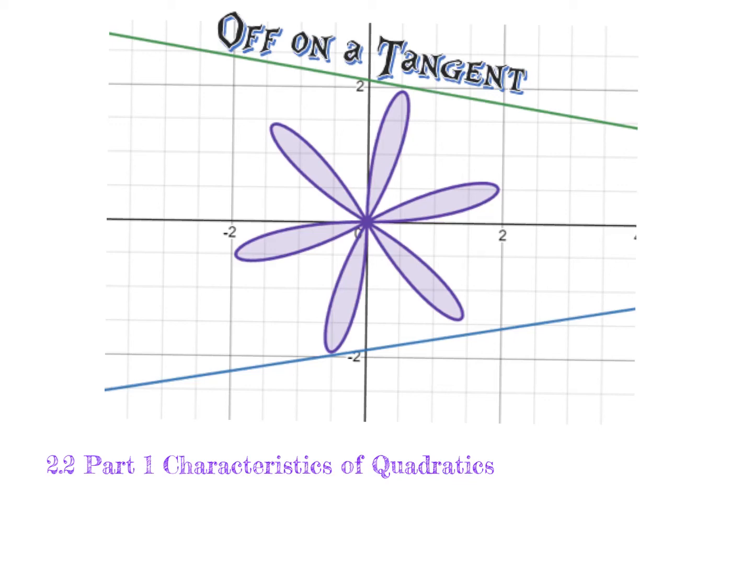Hello and welcome. In this video, we're going to talk about characteristics of quadratic functions. We're going to focus on symmetry, whether a function opens upward or downward, the max or min value, where it's increasing or decreasing. And we're going to focus specifically on two different forms of the quadratic.